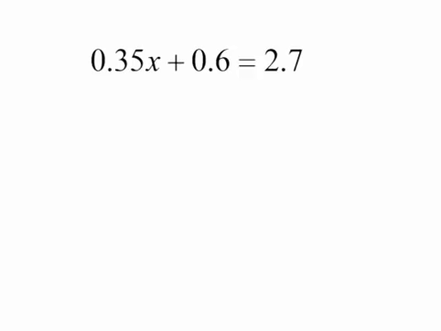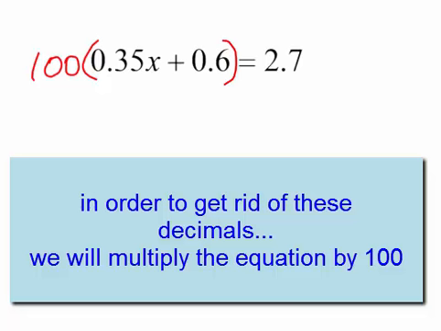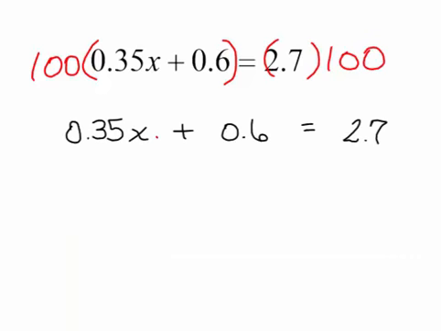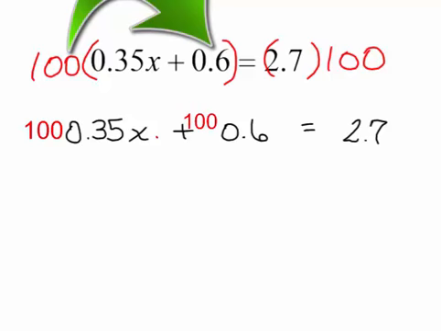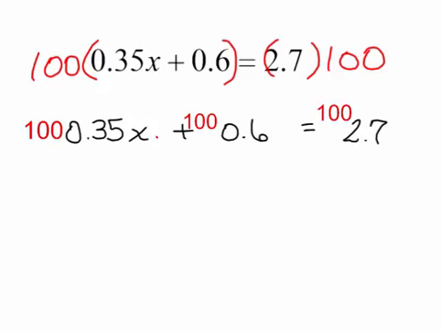But remember, whatever you do to one side, you have to do to the other in equations. I am going to choose to multiply both sides by 100. So we will multiply the left side by 100, and I will multiply the right side by 100. On the left side, I need to use a little distributive property. So 100 times the first term and 100 times the second term. And of course, I need to also multiply the right side by 100.